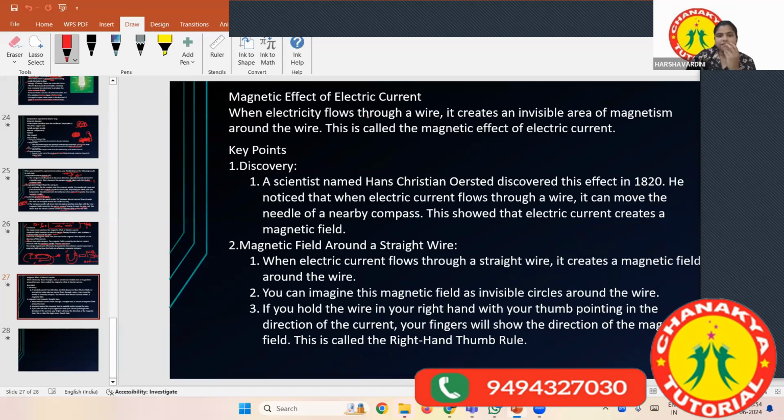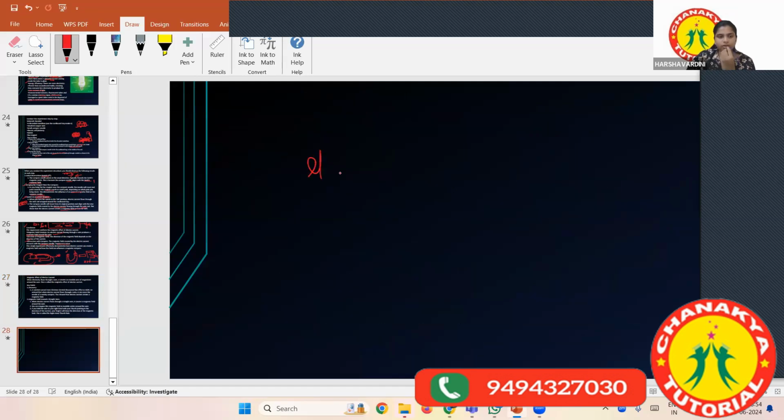Fine. So, magnetic effect of electric current. Now we are talking about something called magnetism. I think I have told you about this yesterday, right?